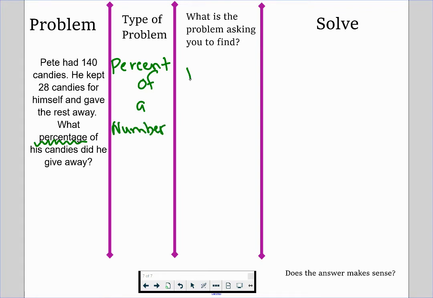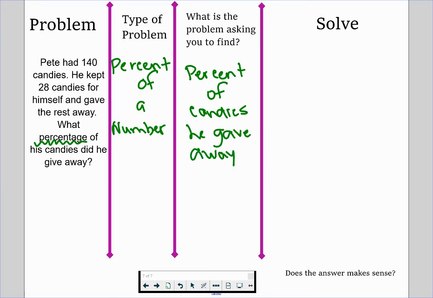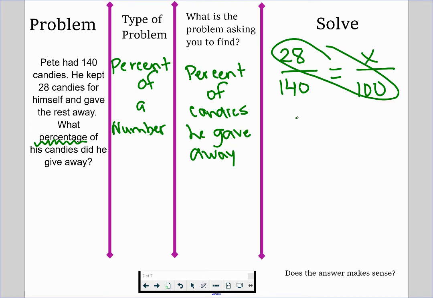I'm trying to figure out the percent of candies he gave away. And there's a couple ways you can do this one. So I could set it up like this, and I know that I'm missing the percent, and I know the whole amount here. The whole amount is 140. So the 28 is how many he kept for himself. So one way you can do it is putting the 28 in there and solving it. So I'd probably cross multiply again on this one. Cross multiply 28 times 100 divided by 140, and I would get 20%.